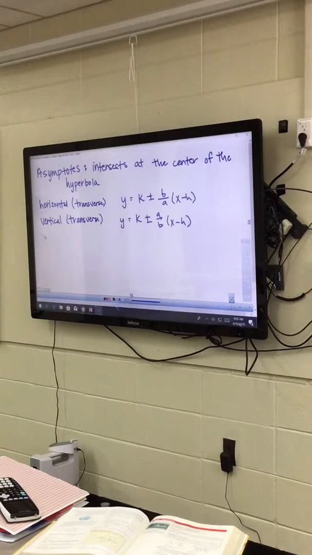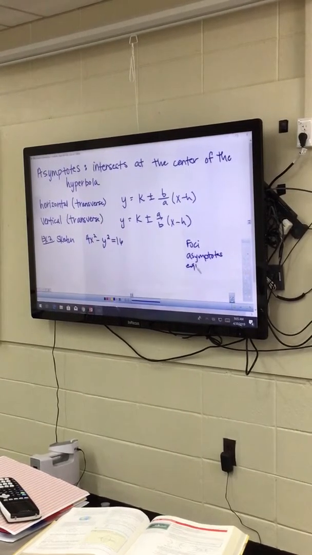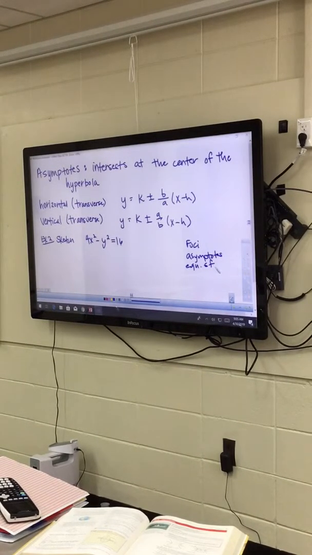So, in example 2, we are asked to sketch this hyperbola, 4x squared minus y squared equals 16. Now, this one's going to be pretty simple, but we're going to sketch it. When we sketch it, I want us to find these parts: the foci, the asymptotes, and then the equation in standard form. So we're going to be looking for those parts.